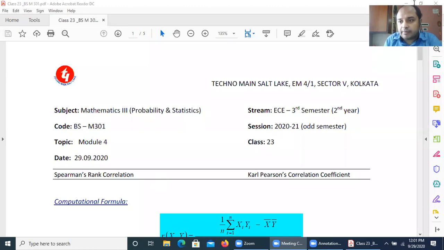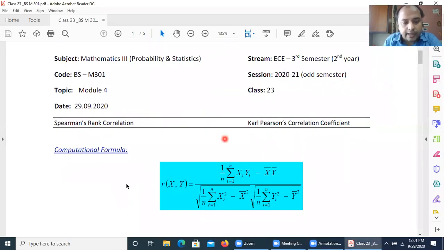To begin with, I must say that in today's class also I'm showing you the computational formula for the correlation coefficient. Correlation coefficient is our basic approach. This is the basic formula, that computational formula, and all other things which will be studied in this particular section of the module will be based upon this. So this is my starting point once again, and I always want this particular formula to be in front of you so that you can always take reference from it.